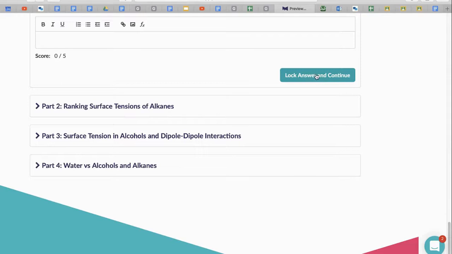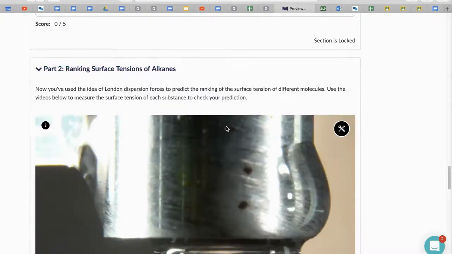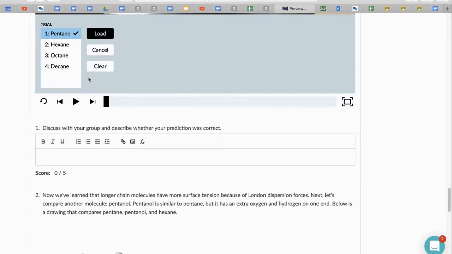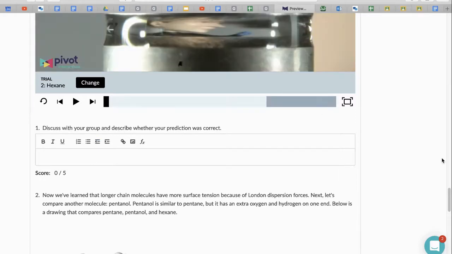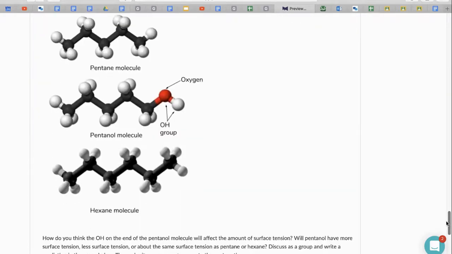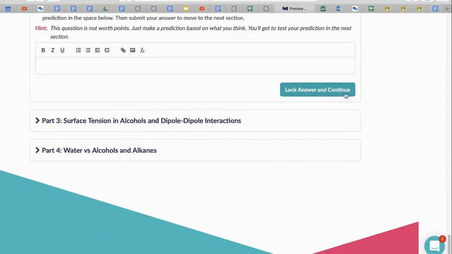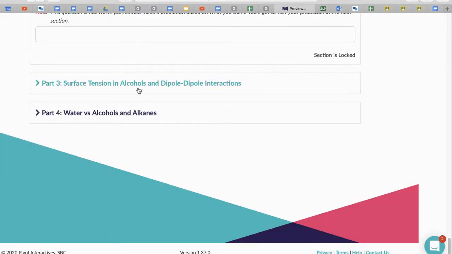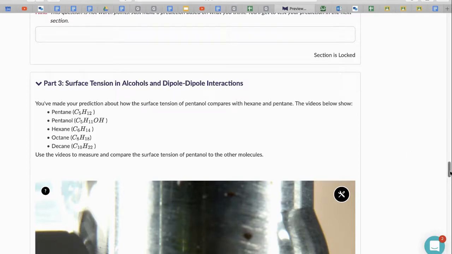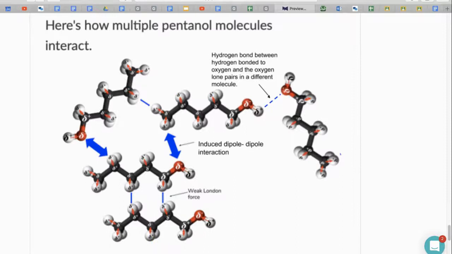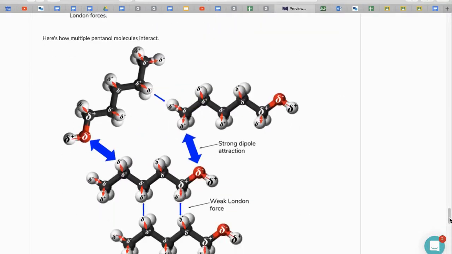Afterwards, it'll go on to looking at some more substances. Again, you'll have to change to go to a different substance after you watch one. Then it'll ask you to make some predictions about the different molecules. After doing this, we discussed these different substances here, and in particular, the fact that this image right here is inaccurate.